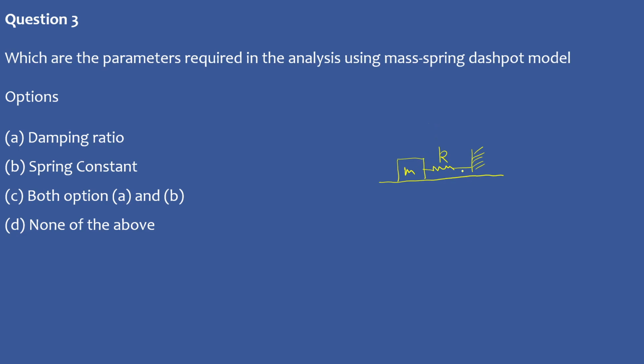This is particularly the mass spring dashpot model. Okay, the dashpot is also there. Along with the stiffness you have the damper also available, which takes into account the dissipation of energy happening in the system. So this is your mass spring dashpot model. What parameters are required for the analysis of this type of system?